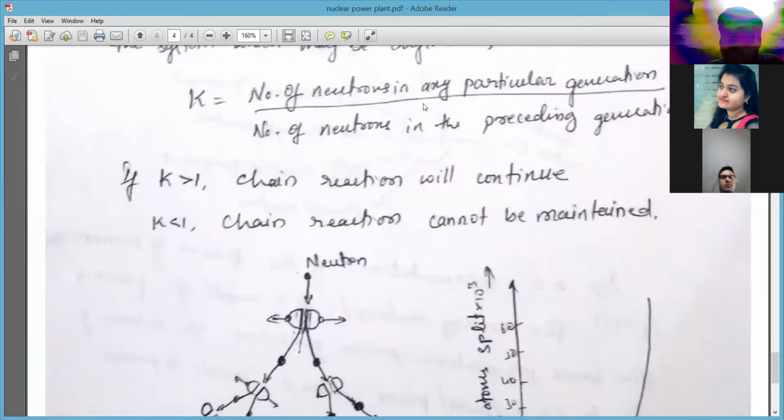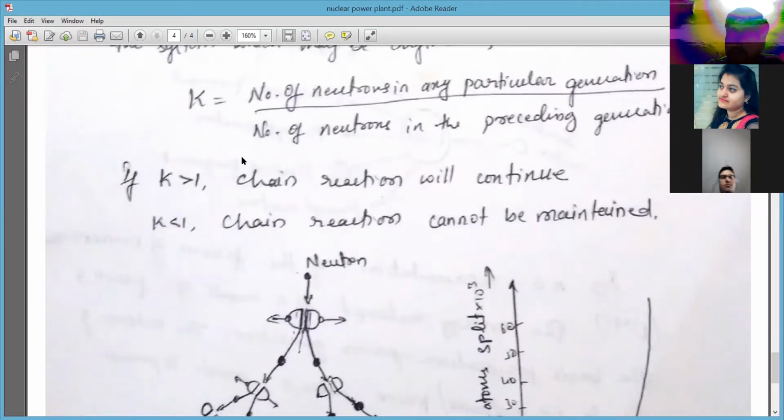K is the number of neutrons in any particular generation divided by the number of neutrons in the preceding generation. If K is greater than 1, the chain reaction will continue. If K is less than 1, the chain reaction cannot be maintained. Thus, if you want to maintain the chain reaction constantly in the reactor core, the neutrons should be available.